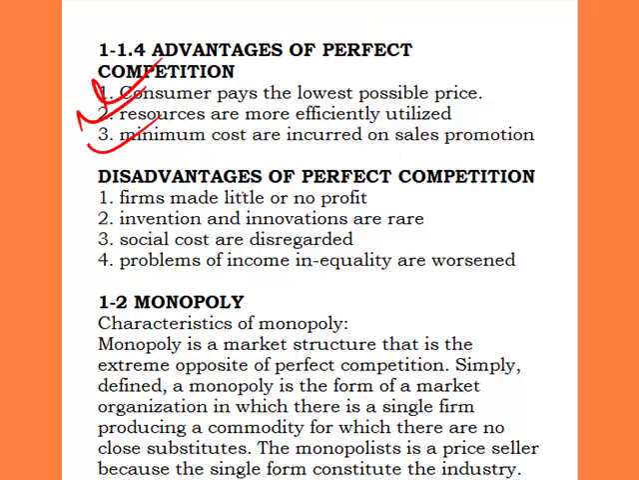So what are the disadvantages of perfect competition? One, firms make little or no profit. They hardly profit, mostly in the long run. They just break even. Two, invention and innovation are rare. It's only the profits that drive innovation. If there is no likelihood of profit, then what is the need for innovation and invention? People just remain stagnant in that kind of market.